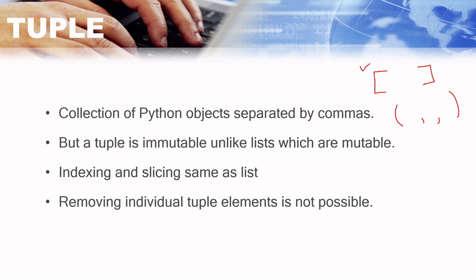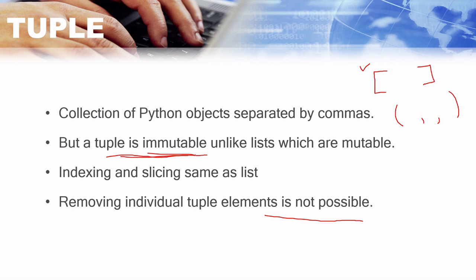As you have seen, lists are mutable in nature. That means you can change the list, but tuples are immutable. Otherwise, indexing and slicing are the same as list. Removing an individual item from a tuple is not possible because it is immutable. Adding is not possible, so how will removing be possible? Very obvious. So this is what a tuple is. Sometimes a tuple is called an immutable list. This is the only difference with list.